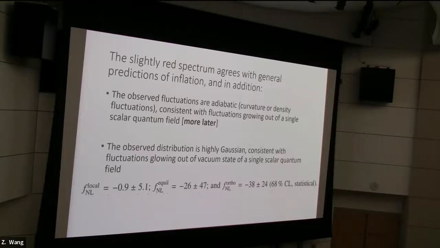There are different ways of measuring Gaussianity corresponding to different inflation physics. And so far, they have all been measured to be consistent with Gaussianity. And again, Gaussianity is also a signature of this fluctuation growing out of the vacuum state of a single scalar quantum field.